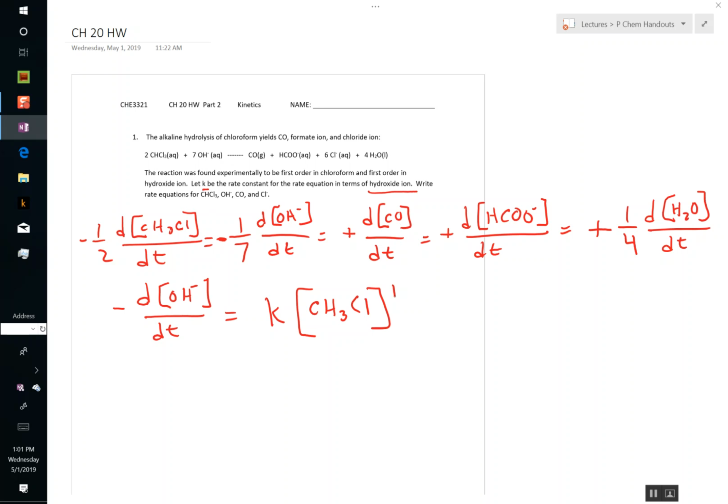The reaction is found to be first order in chloroform and first order in hydroxide, so you've got to multiply it by the hydroxide. We're looking for the rate of disappearance of hydroxide. Okay, are we okay there, that this would be the right expression to represent the rate of the reaction of the hydroxide? This is a K that's associated with the reaction of the hydroxide.